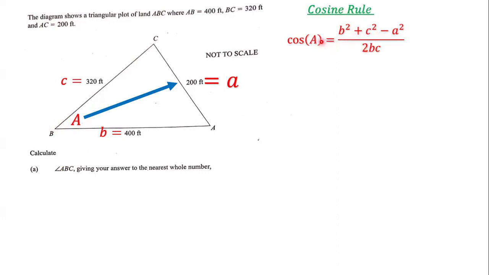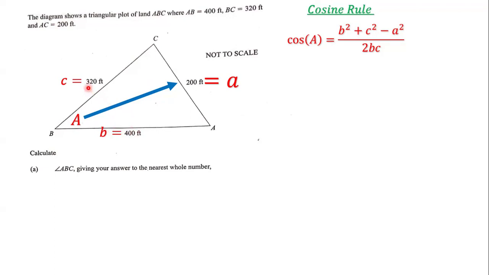Now, capital A is the missing angle. And so we're going to label our missing angle capital A. And that's why we have it right here, because we're trying to find this angle right here. So we label it capital A, and capital A is the missing angle. The side that is opposite the missing angle, we call that small a. And in this case, it's going to be 200 feet. And the other sides of the triangle are called b, which is 400 feet, and c, which is 320 feet.